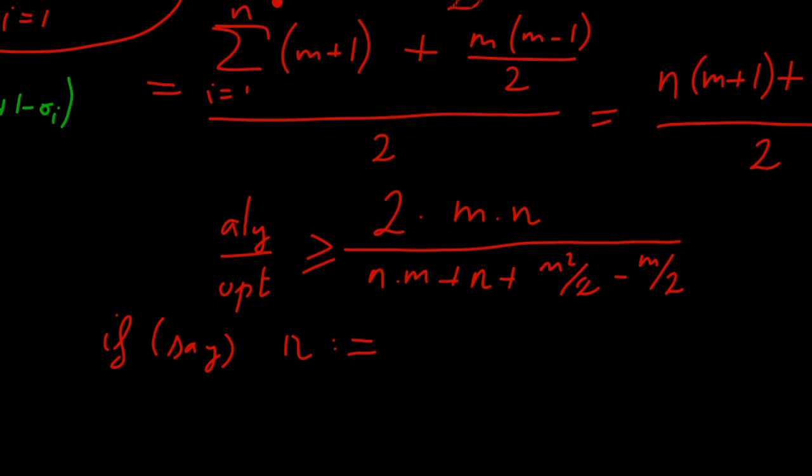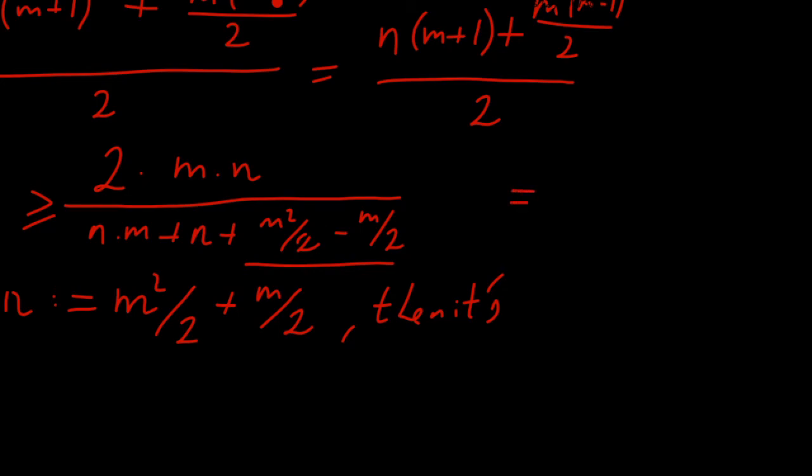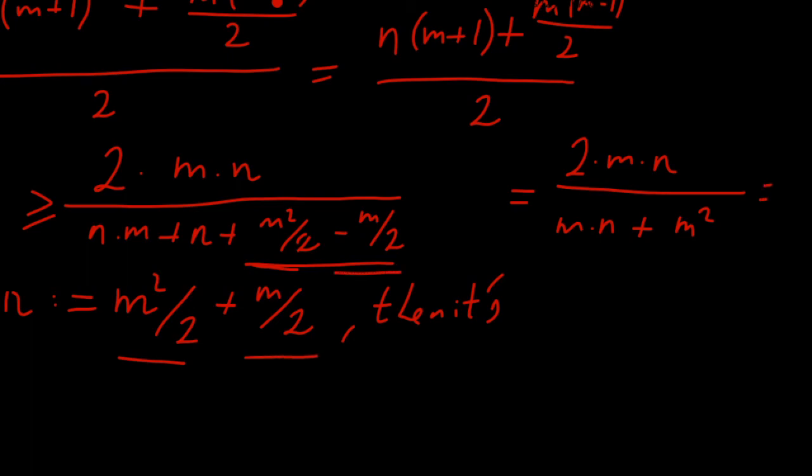Okay, so what should I write here? Well, why not? It might be, say, m square divided by 2 plus m divided by 2. I'm just trying to cancel out this part of the denominator. So it's 2 times m times n divided by m times n plus m square half plus m square half, which is simply m square, plus m half minus m half, which cancels out. I can just divide by m, so it's 2n divided by n plus m.